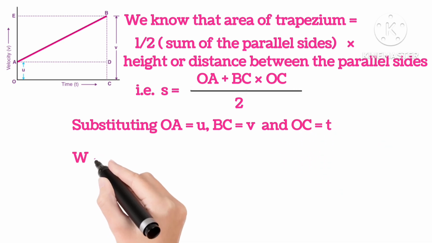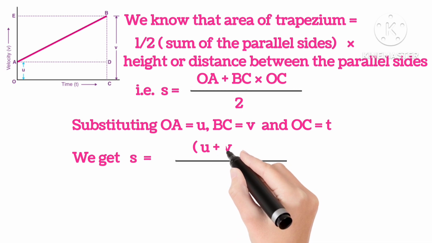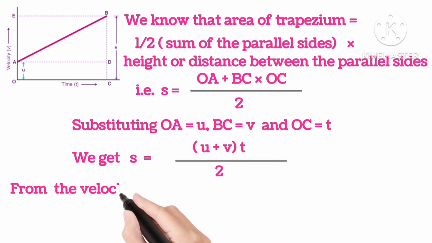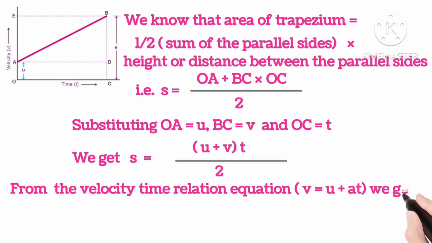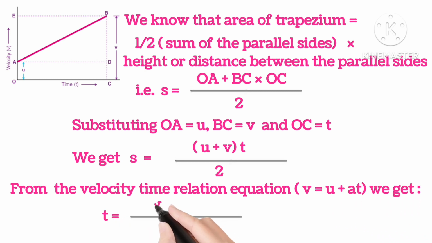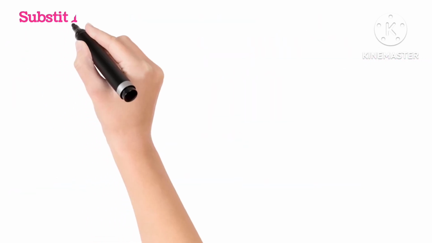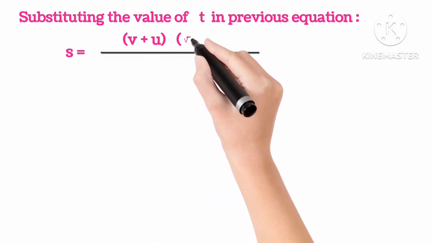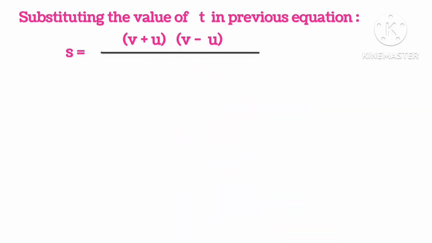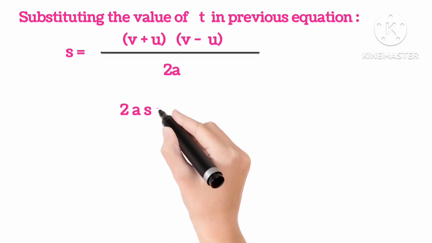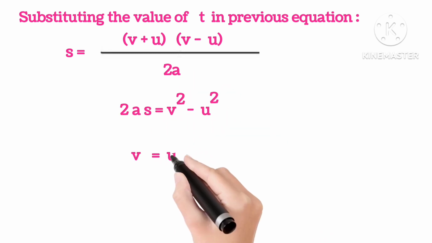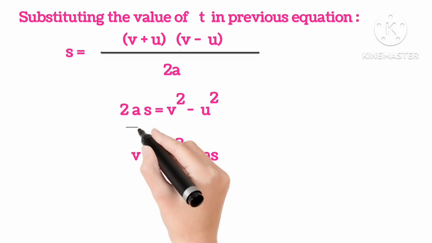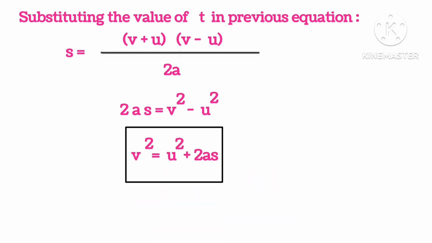Now substituting these values, we get S is equal to u plus v into t upon 2. From velocity time relation equation, v is equal to u plus at, we get t is equal to v minus u upon a. Now substituting the value of t in previous equation, we get S is equal to v plus u into v minus u upon 2a. Now 2as is equal to v square minus u square. So v square is equal to u square plus 2as. This is our third equation.